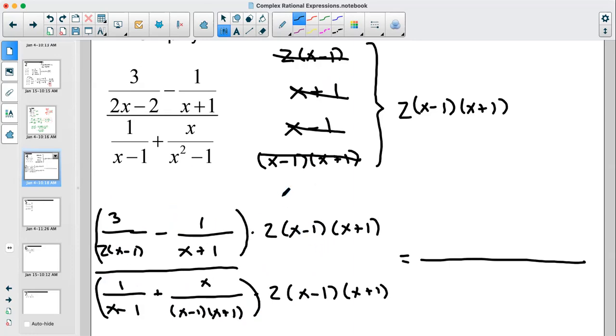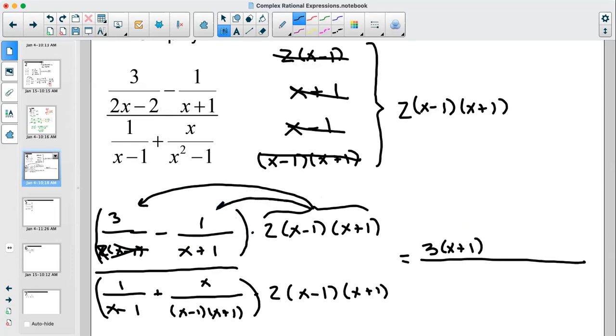So on this first multiplication, this LCD times this fraction, I can see that the 2 in the LCD and the 2 on the bottom cancel out. The x minus 1 here and the x minus 1 cancel out. The x plus 1 doesn't cancel out, so I have to multiply it by 3. So I get 3 times x plus 1 for this first multiplication.